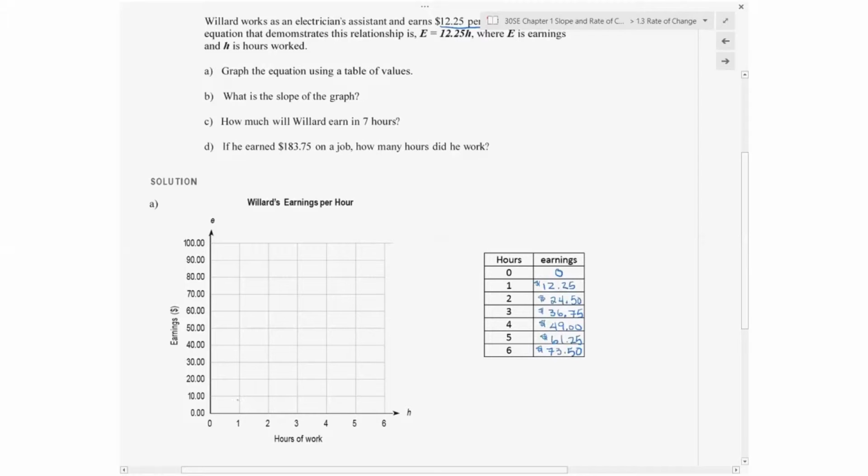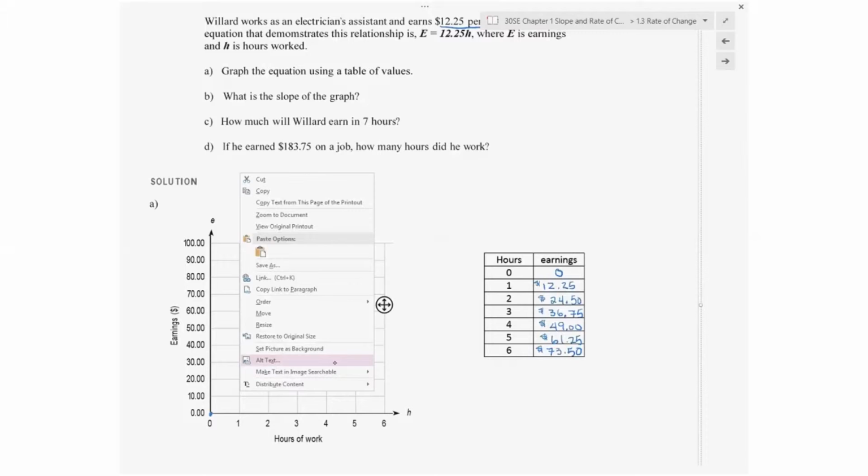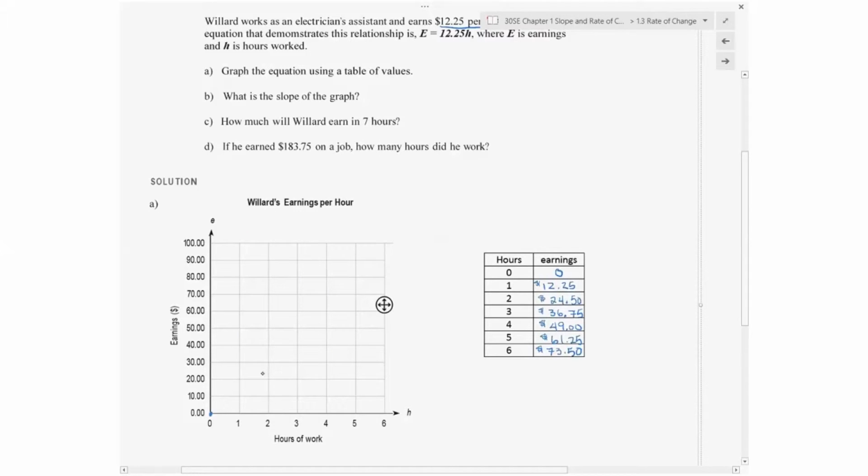Oh, they all disappeared. Lovely. Okay, so let's put them back on. $12.25. And then we got $24.50. These keep disappearing on me. I'll just have to do them quicker, I guess. $49 is almost $50. $61.25 is just over 60, and then $73.50 would be about there.